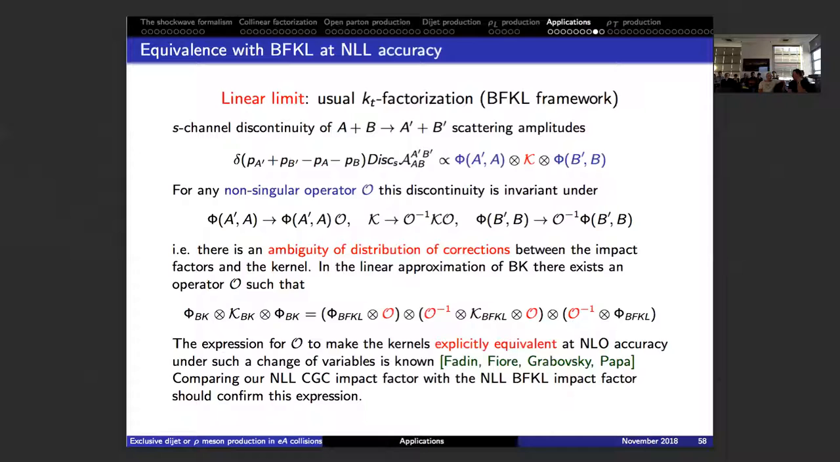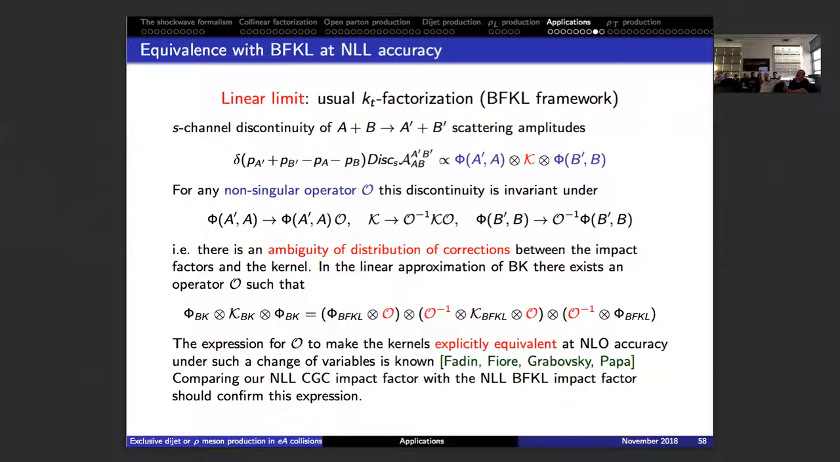I was very unhappy when Giovanni was my student. One of our problems was to... Yeah, so we have the same problem, but applied to a simple process. So now everybody is fine. Why do you need this here? Well, because we know our impact factor. We know people have the BFKL impact factor. But the matching is not done, because the matching is highly non-trivial, and we know there should be a mismatch.